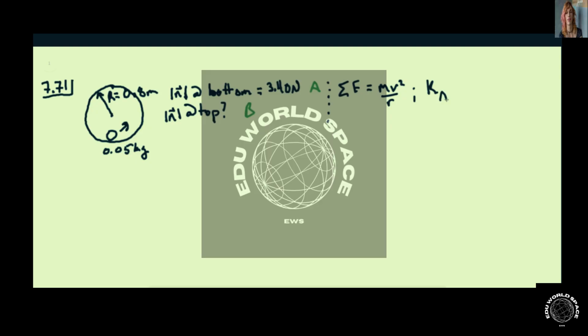and then because the only thing doing work on the block is gravity, which is conservative, the total mechanical energy will be conserved. The normal force is perpendicular to the direction of motion, and so it does no work. KA plus UA equals KB plus UB.